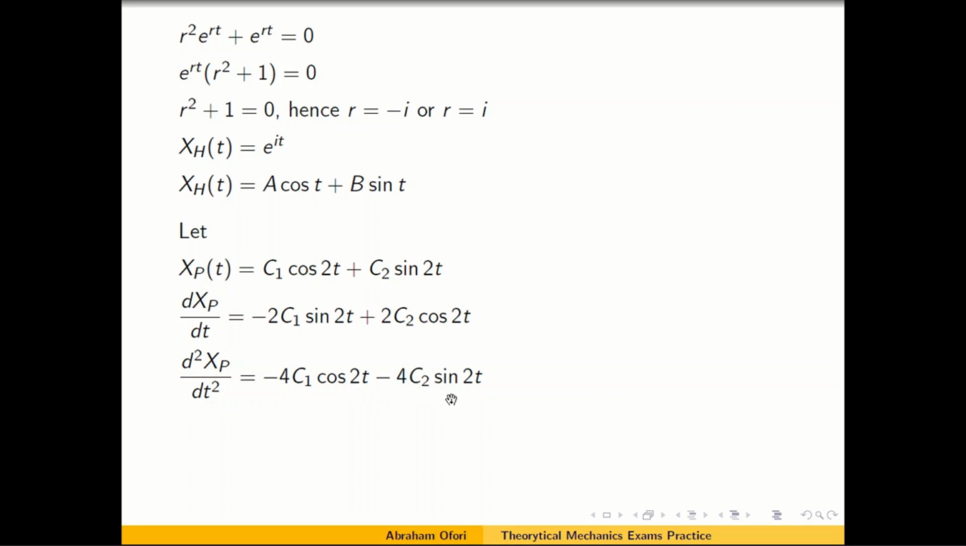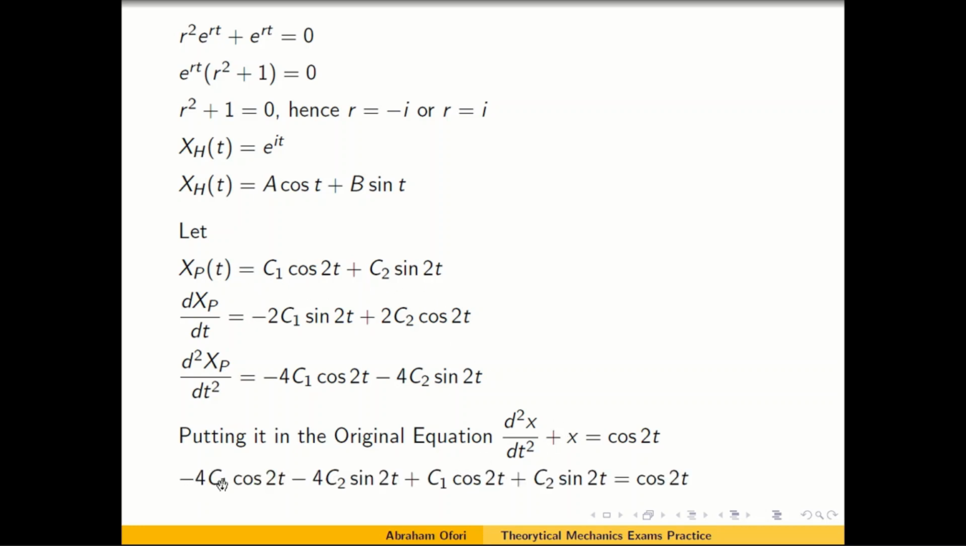Now, putting in the original equation, where the equation was d squared x over dt squared plus x equals cos 2t. Wherever you see d squared x over dt squared, you put d squared xp over dt squared, which is this. And wherever you see x, you put xp of t here. After putting it in, this is what we get. This is the second derivative, plus the term without the derivative.